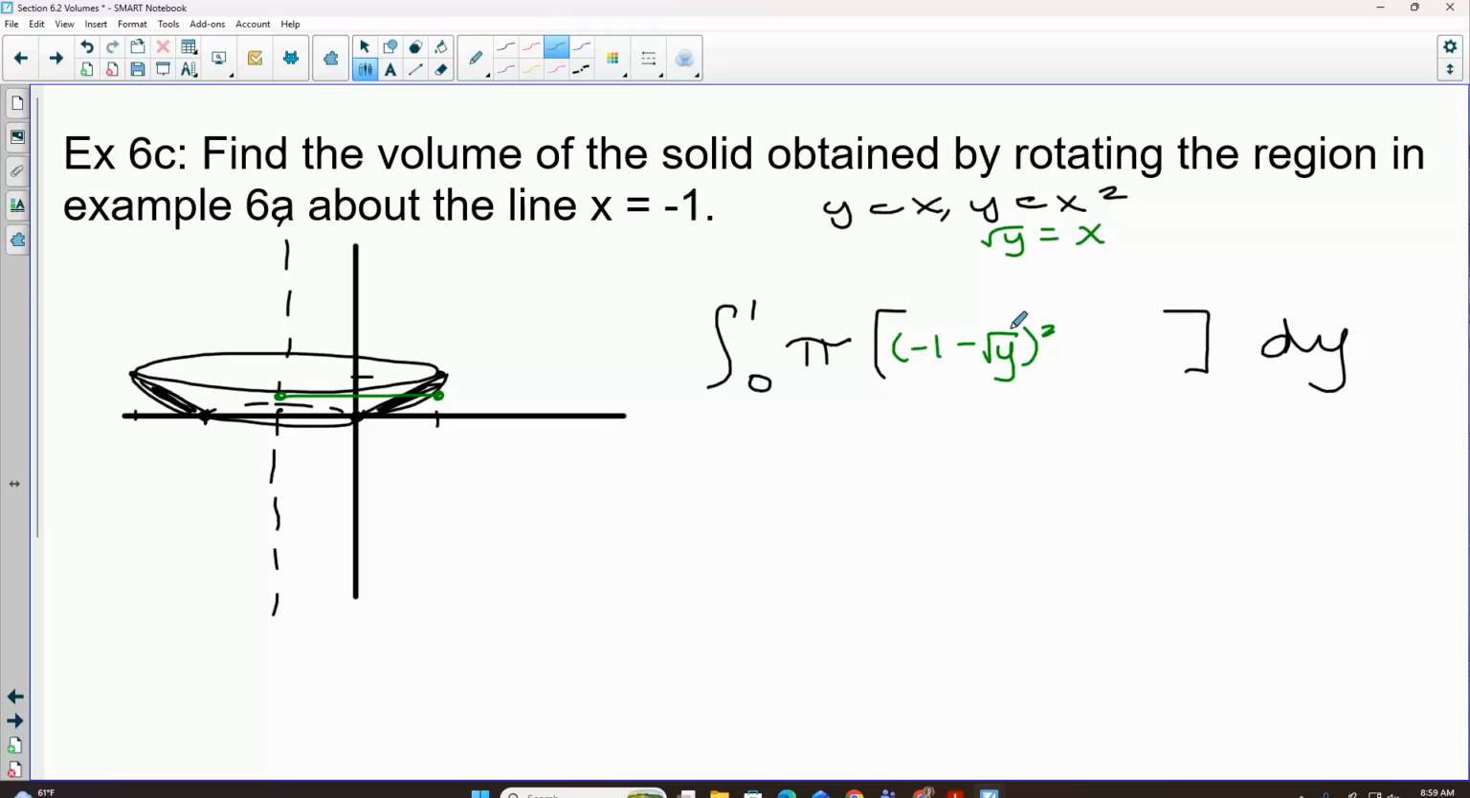Now, could you have flipped this around? Made it the square root of y minus negative 1. We're going to square it anyway, right? So it doesn't matter. Distance between two things, it's the absolute value of what you get when you subtract them. Since we're squaring it, that takes care of the absolute value piece. All right, so that's the outside radius minus the inside radius. So that one starting at negative 1 and going to y.